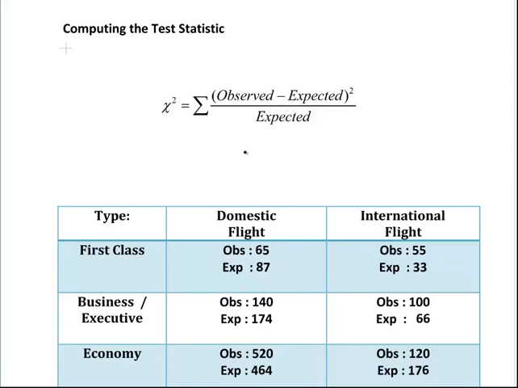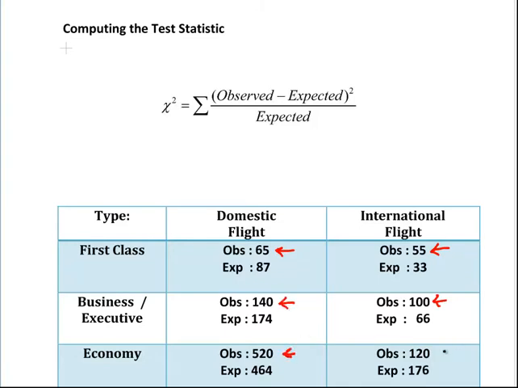This is the second part of our chi-squared worked example. In the last presentation, we were given these observed values. This is a flights example, ticket types versus destination, and we were given these observed values.